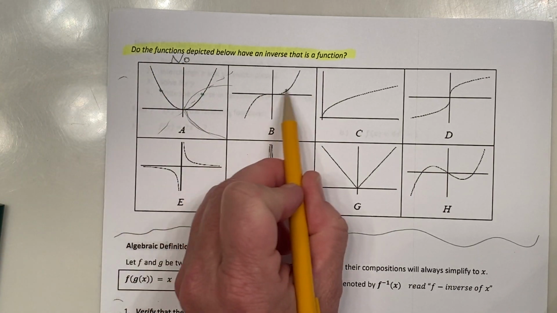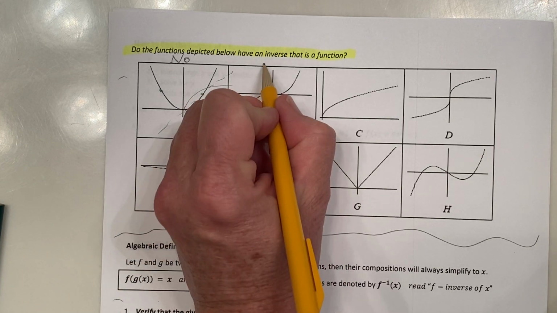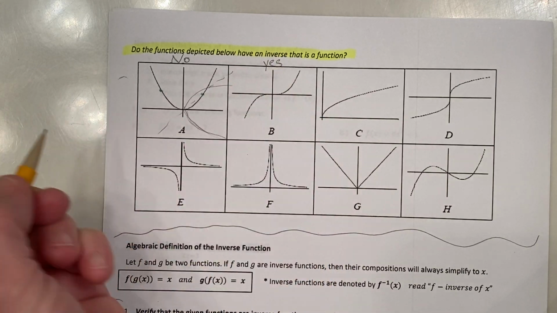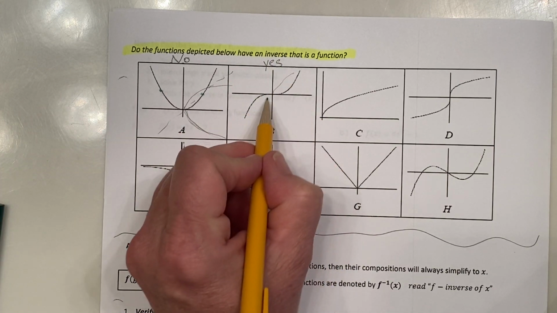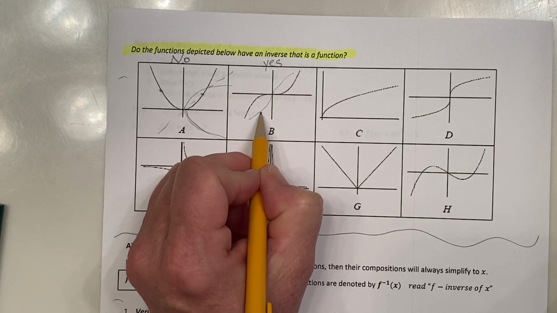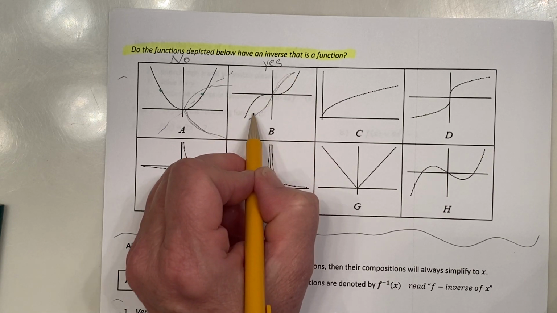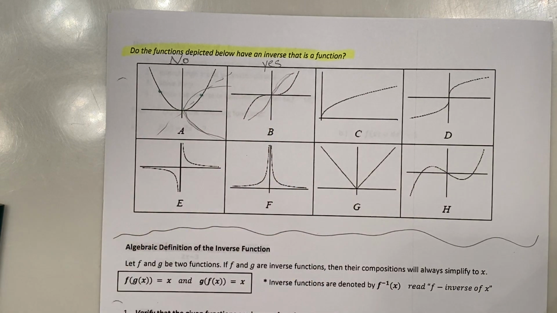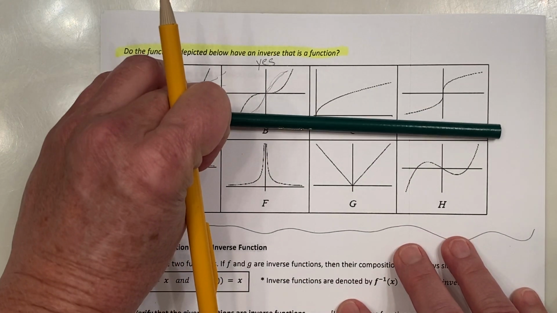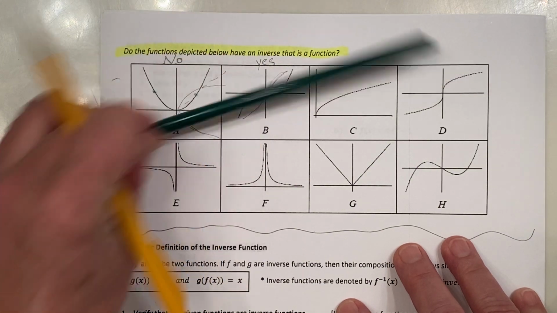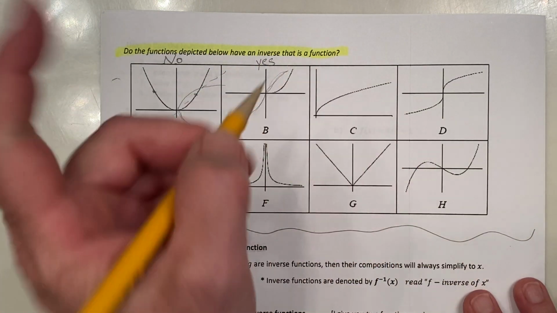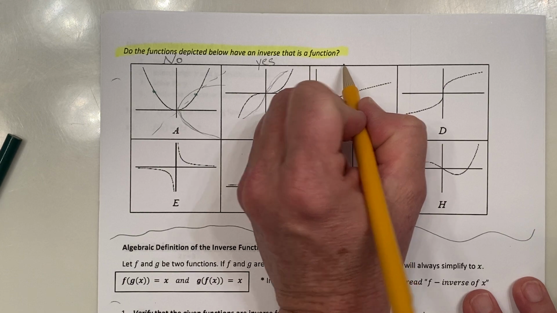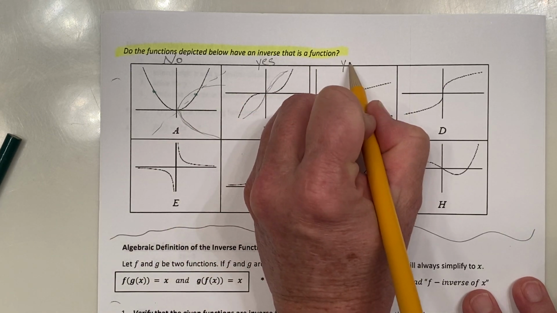Does graph B pass the horizontal line test? Yes. That means that when I draw its reflection, however we want to do that, across y equals x, that graph would pass the vertical line test. All right, in example C, we can see we have no repeated y values, so we're passing the horizontal line test. So the answer here would be yes as well.